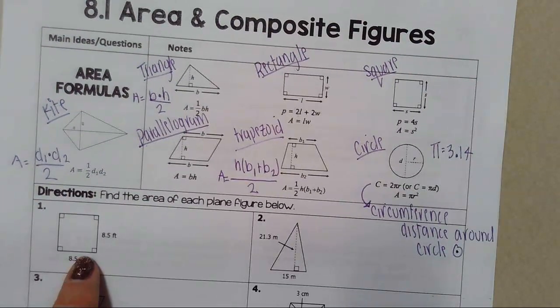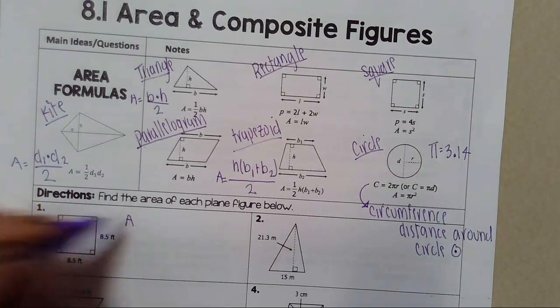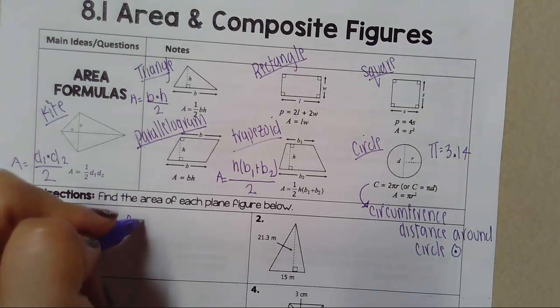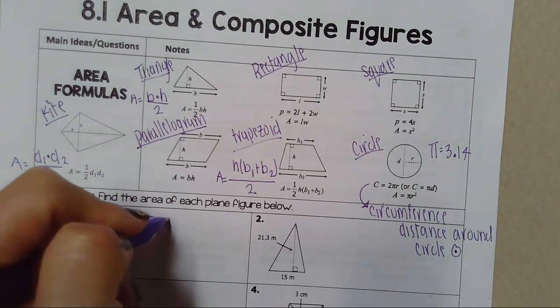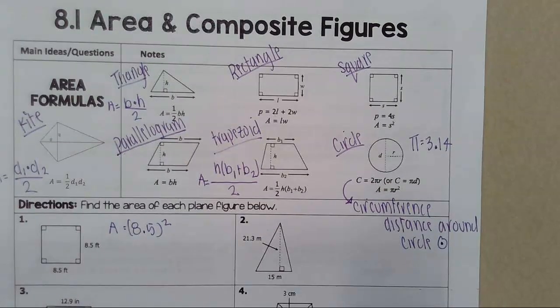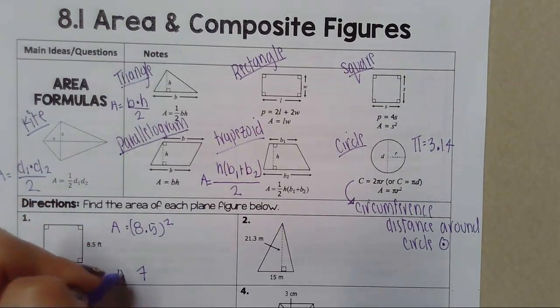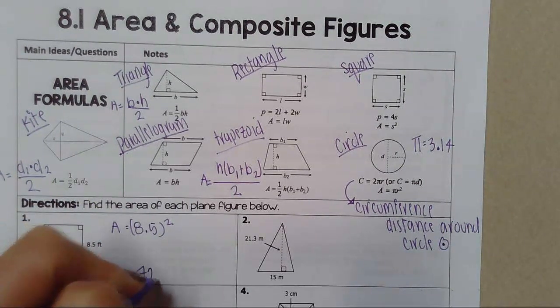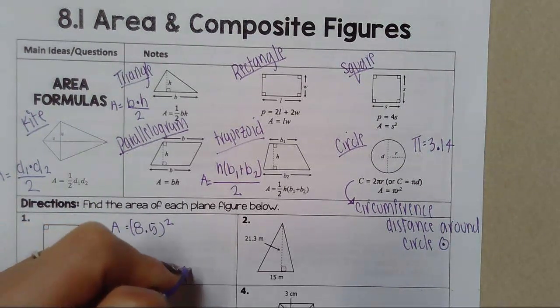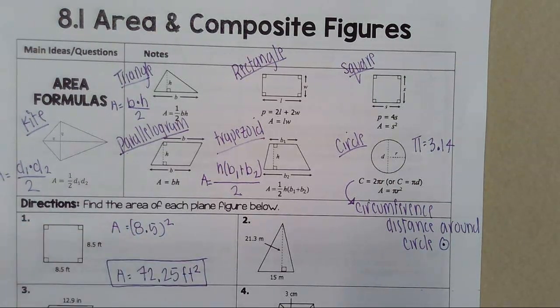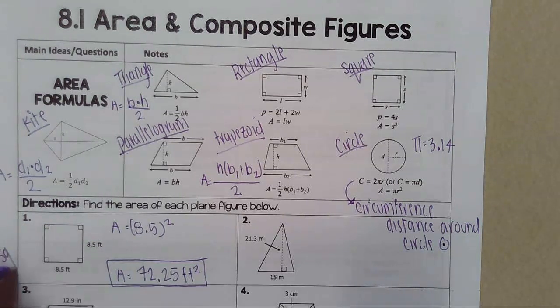Okay, so first of all, we're going to go ahead and find the area of this shape, which is a square, right? 8.5, 8.5. So area is going to be 8.5, and we're going to square it. And we are going to get area equal to 72.25 feet squared. All right. So square.